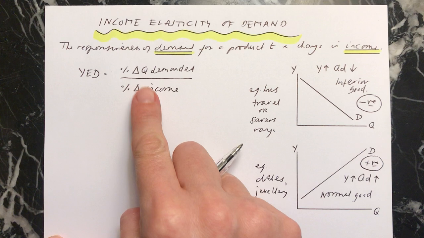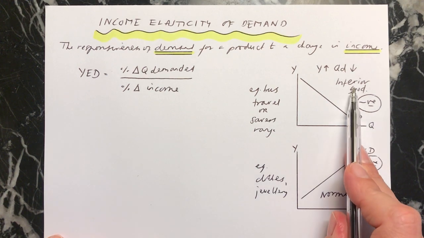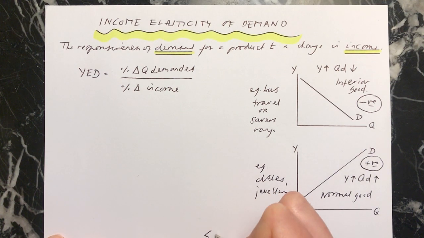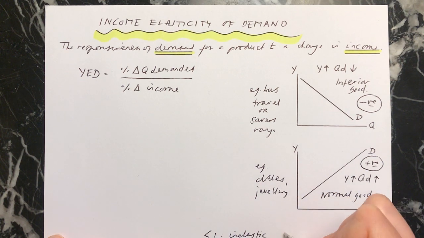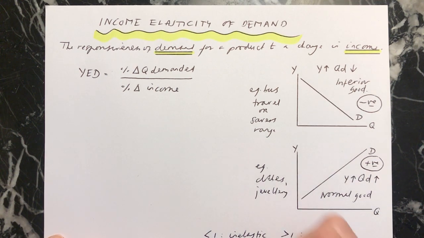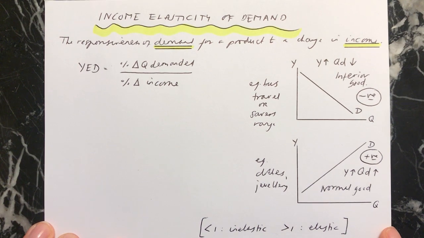So you can see now, when you work out a YED calculation, you're going to end up with a number, and the number will tell you whether it's an inferior good, if it's a negative value, or if it's a normal good, if it's a positive value. And we also know that we can look at things to decide whether, if they're less than 1, we know that the value is showing us that it's inelastic. And if it's greater than 1, we know that the value is elastic. So we can now tell a lot of things just by giving a YED figure. We can work out lots about the product.